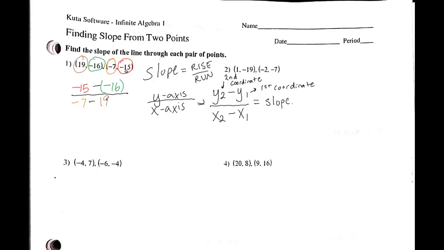So let's do a little bit of algebra here to figure this out. We have negative 15 minus negative 16. Remember, when you subtract a negative, you're basically adding. So negative 15 plus 16 is what we're really doing. That's going to be 1. And on the bottom, we have negative 7 minus 19. That's going to be negative 26. So our slope, since this is already simplified, and if it wasn't, we would definitely want to simplify, would be 1 over negative 26 for our first example.